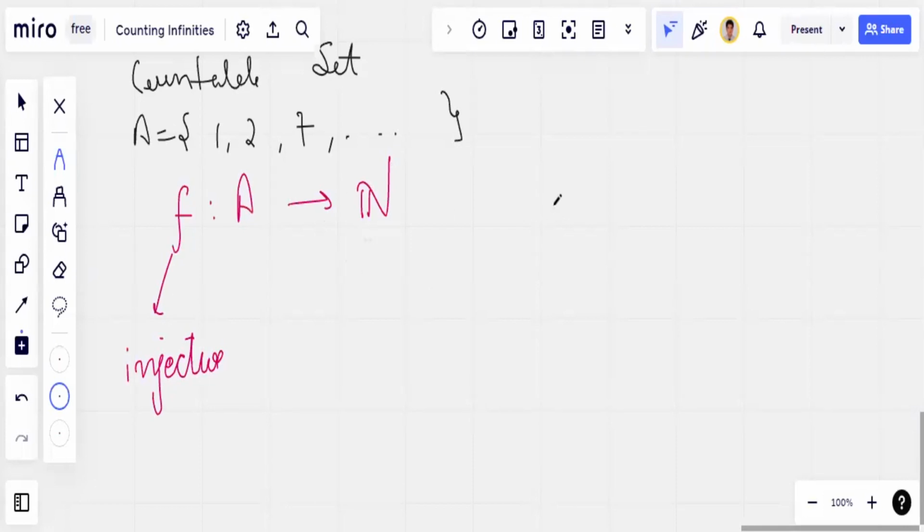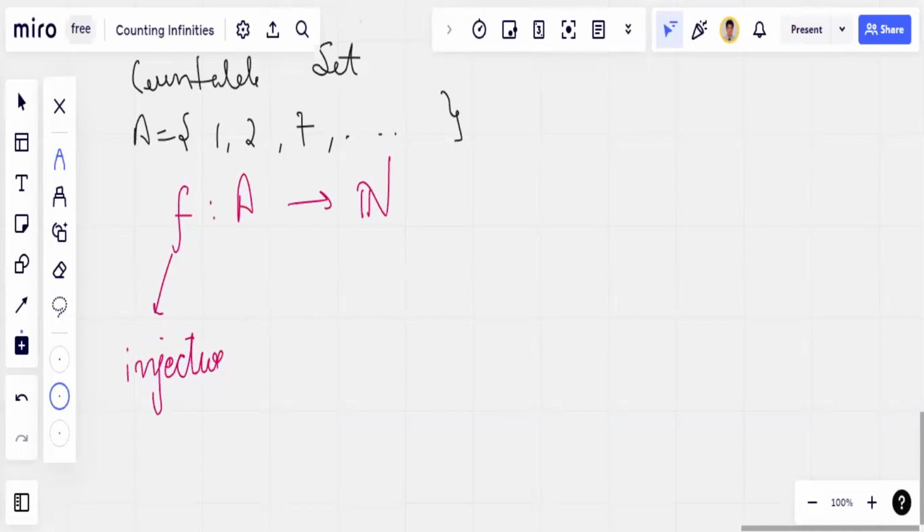And a set is uncountable if it's not countable. That's it. So if there is an injection from the set to the set of naturals, it's called countable, and otherwise it's uncountable. So I hope the definition is clear. It's not something fancy or anything.